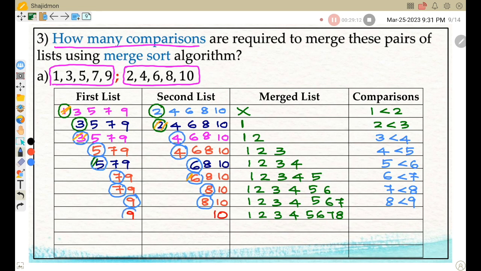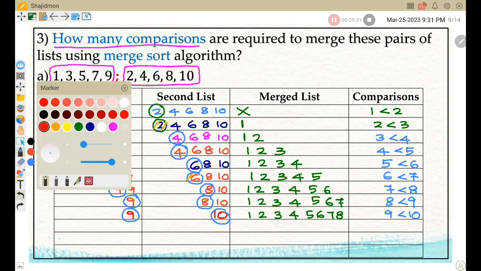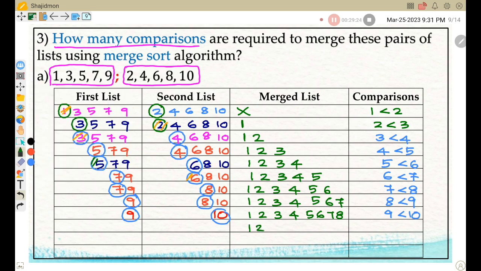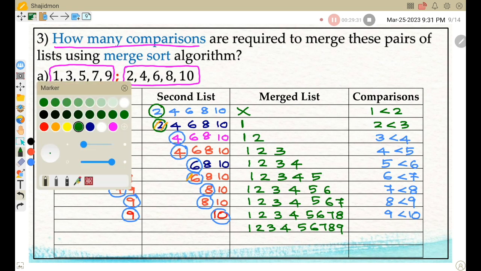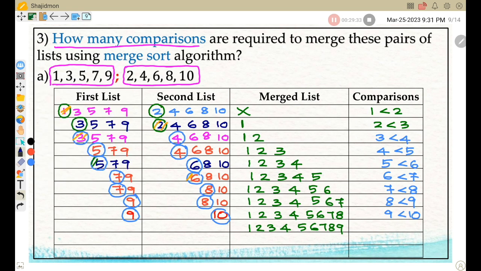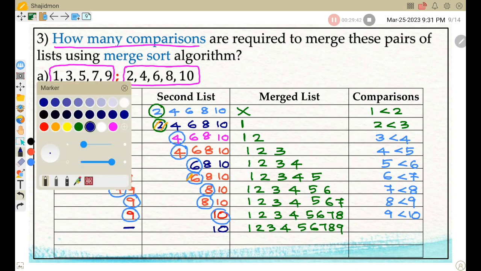Now we compare this 9 and 10 here. 9 and 10. So we can write the comparison as 9 less than 10. Correct. So in the sorted list, which number will come? 1, 2, 3, 4, 5, 6, 7, 8 and 9. Correct. So you can write the balance list now. So 9 done. So here nothing. Here 10 is balance. Now no need of any comparison. This 10 automatically comes to the sorted list, because that is the last number and it is the sorted number.